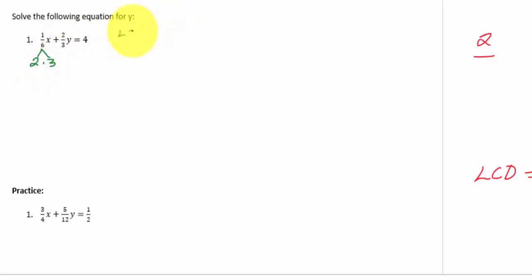So to build our lowest common denominator, I can see that I have a factor of 2. I have a factor of 3. Here is also a factor of 3. Both factors of 3 are raised to the power of 1. 2 is also raised to the power of 1. So I already have the highest power represented here. 2 times 3 would give us a lowest common denominator of 6. So I'm going to use 6 and multiply all terms in the equation by 6.